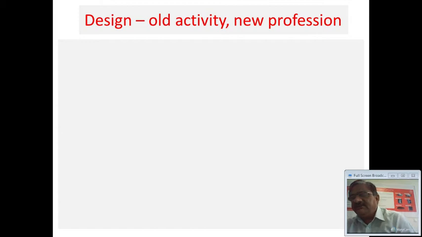Let me explain to you briefly the difference between an engineering course and a design course. Supposing I have designed a product. Okay, I've designed a glass bottle.